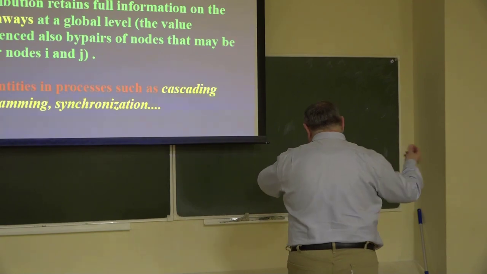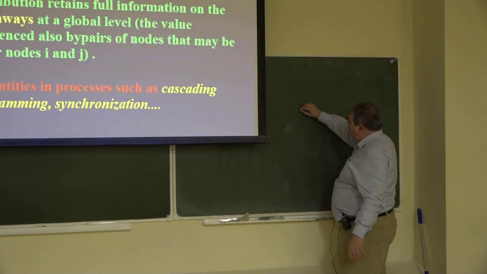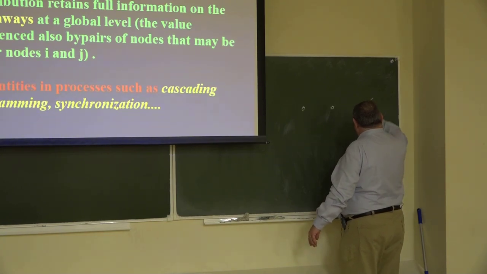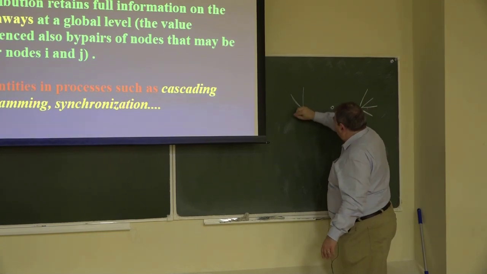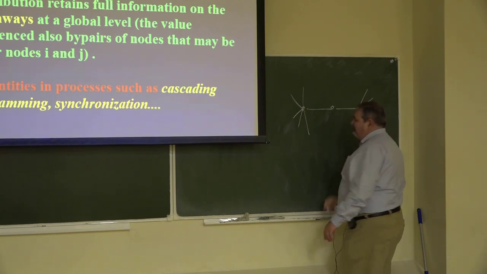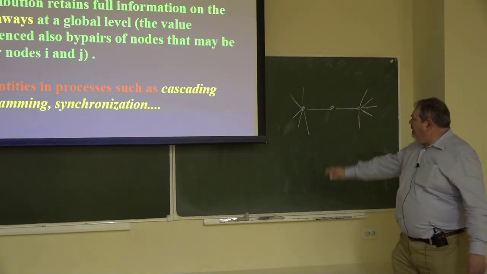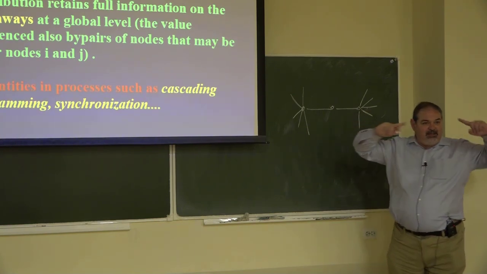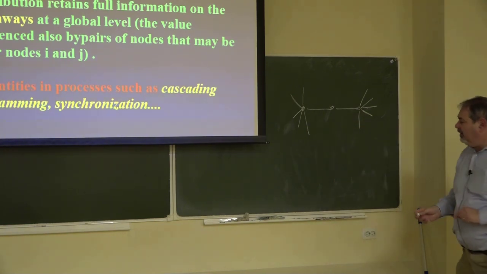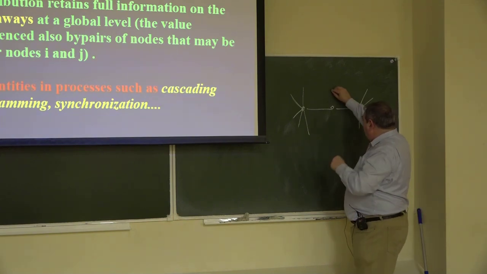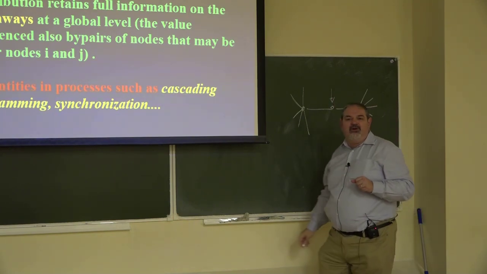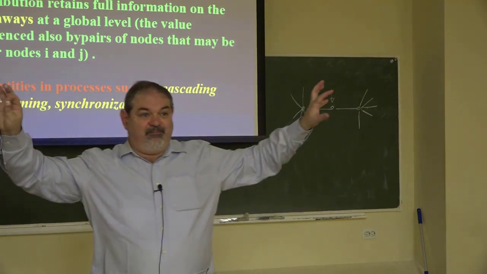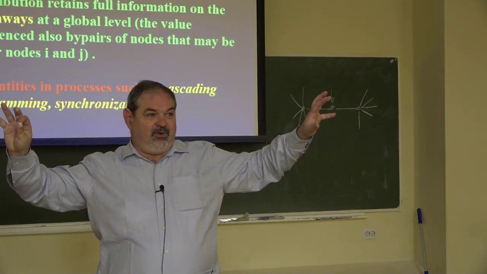Remember the famous things I told you. I have this situation, no? 1 million nodes here, 1 million nodes here, but no links in between the two things. So this node is very important because it stays in between two important nodes, okay?